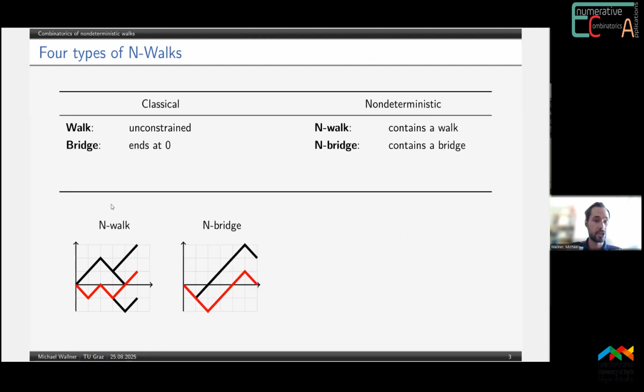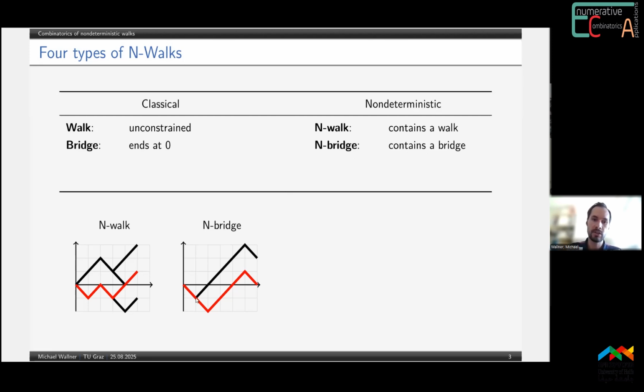Then a bridge I call classically a walk that ends at 0 again. So you see one in red here. This is a classical bridge, in turn we're using Dyck paths, Dyck steps. And the N bridge, the non-deterministic bridge, is an N walk that contains a bridge.